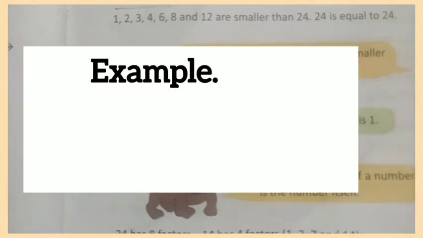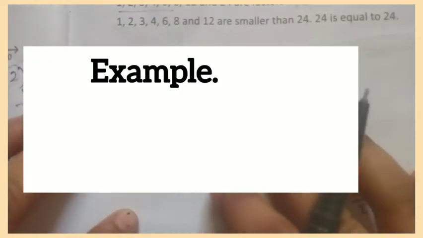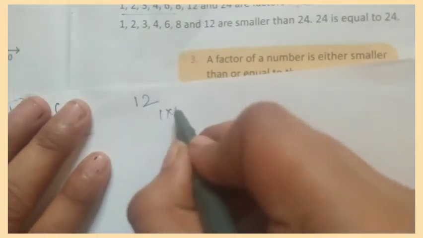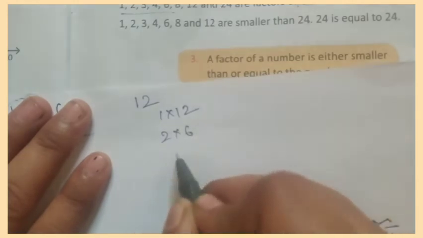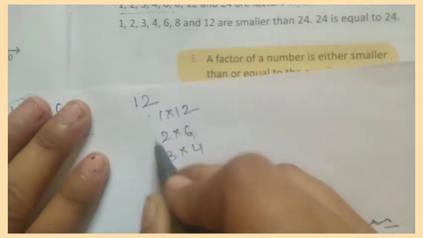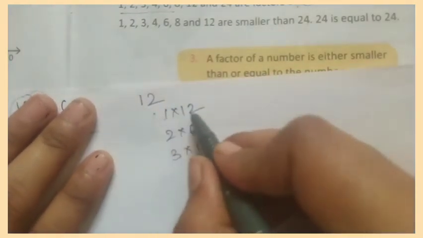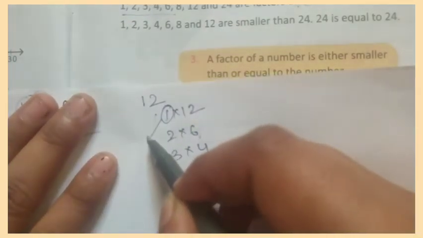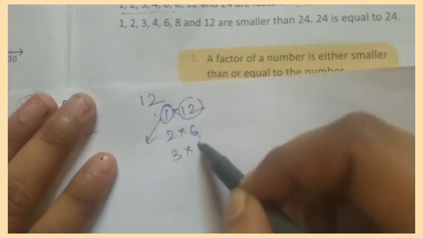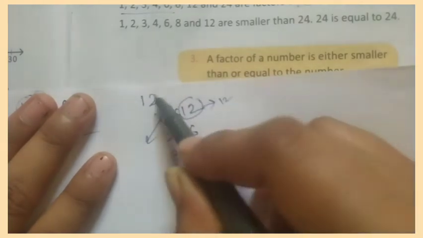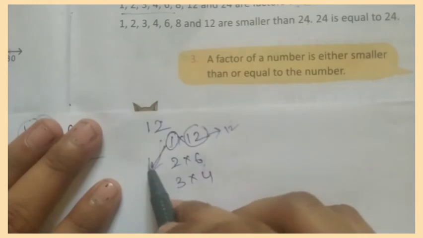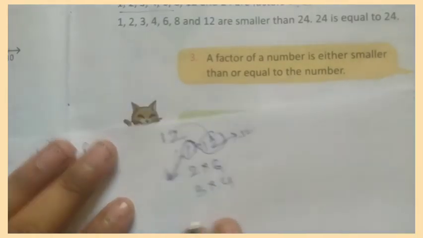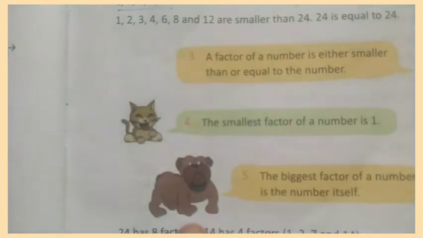For example, we have to find the factors of 12. 1 12s are 12, 2 6s are 12, 3 4s are 12. These are the factors of 12: 1, 12, 2, 6, 3, 4. Here 1 is the smallest factor and 12 is the biggest factor. For any number, 1 will be the smallest factor and the number itself will be the biggest factor.